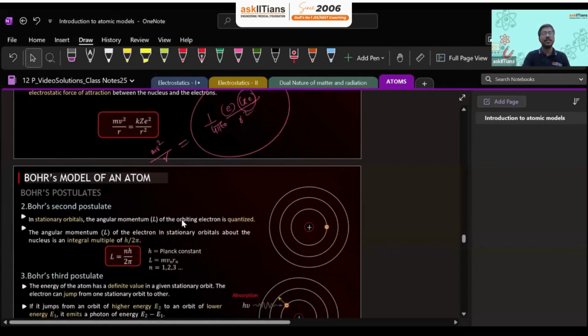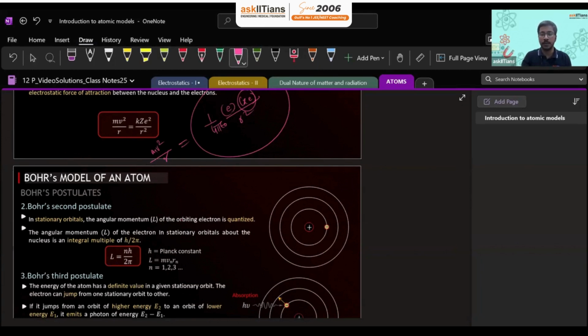Now, there is a second postulate in Bohr's model: in stationary orbits, the angular momentum of the orbiting electron is quantized. What does that mean? The angular momentum is quantized means it cannot have all possible values. You have studied angular momentum in 11th. Angular momentum is equal to mvr, where m is the mass, v is the velocity, and r is the radius. For an electron revolving around the nucleus, there is a certain value of angular momentum.